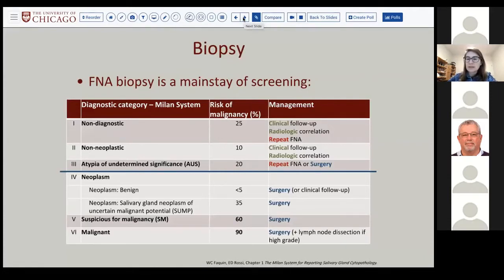Generally, at least in the US, it comes in the form of an FNA biopsy for palpable masses in and around the parotid area. And so the Milan system has been proposed as a way to risk stratify patients, not only for risk of neoplasia, but also risk of malignancy. Depending on what the biopsy shows, people may undergo clinical follow-up, repeat FNA, but definitive treatment for salivary neoplasms is certainly surgical, whether it be a benign tumor or a malignant tumor.